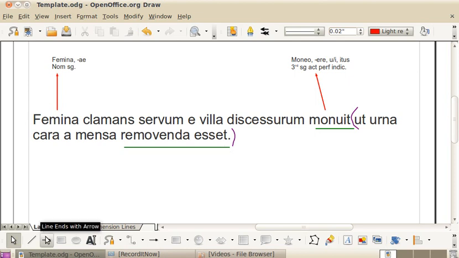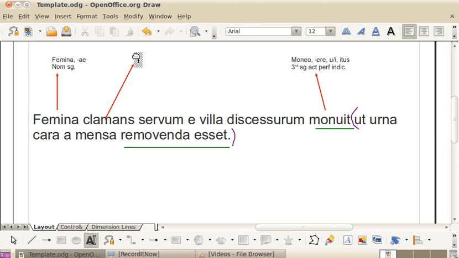Femina is followed by the word clamans, and clamans happens to be verbal. It is constructed from the verb clamo, clamare, clamavi, and clamatus. Clamans itself is constructed from the present stem, which we get by taking the re off the second principal part, or the infinitive, leaving us with clama, and onto that we add ns. Clamans happens to be the present active participle.